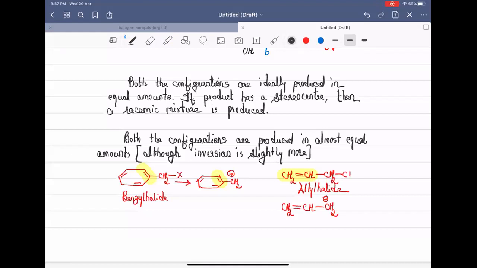SN2 because there is beta unsaturation, and beta unsaturation can always stabilize the pentavalent state, right? That is the transition state in which the carbon is pentavalent. That state can be easily stabilized by beta unsaturation, right? That is something which we have already done. The question is, what would happen now?